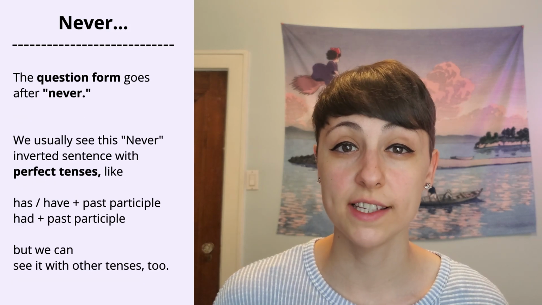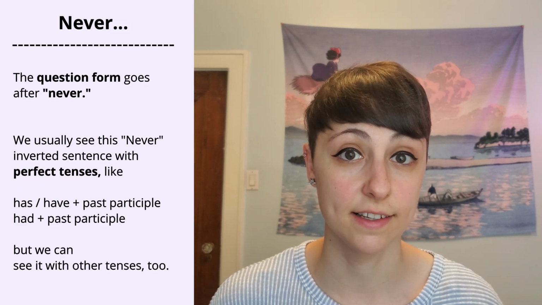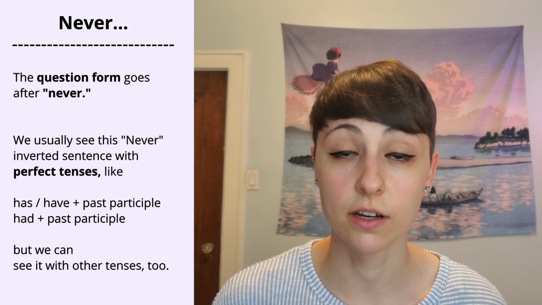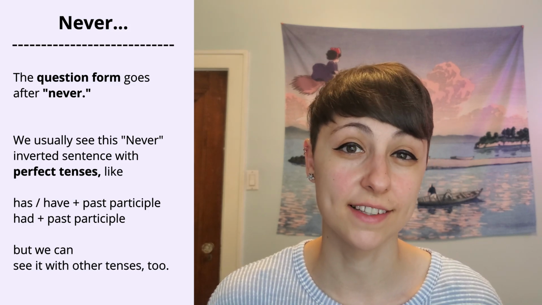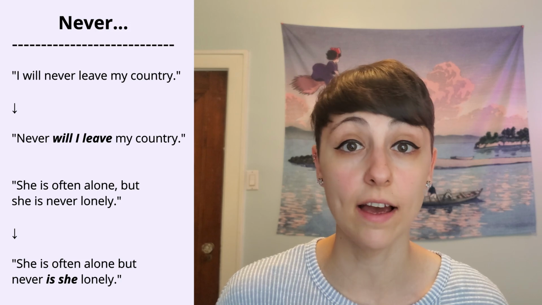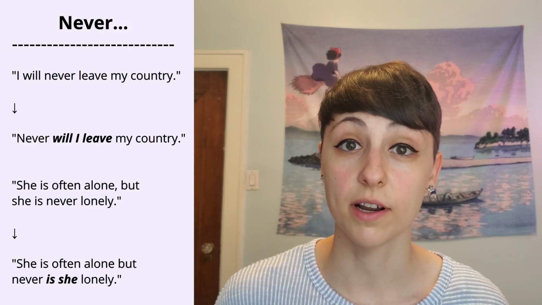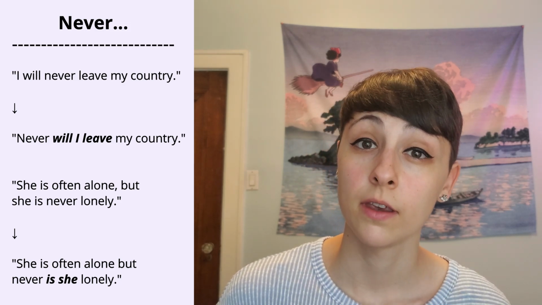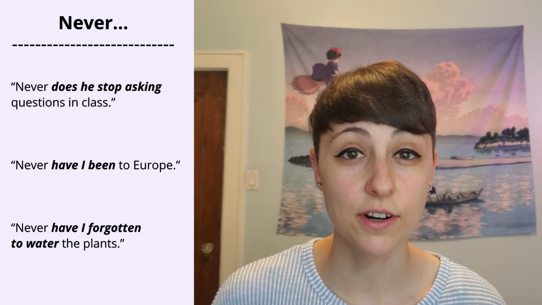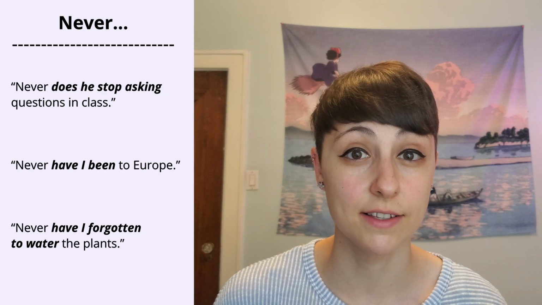We usually see this with perfect tenses, like to have done or had done, but you can see it with other tenses as well. I will never leave my country becomes never will I leave my country. She is often alone, but she is never lonely becomes she is often alone, but never is she lonely. Here's a few more. Never does he stop asking questions in class.